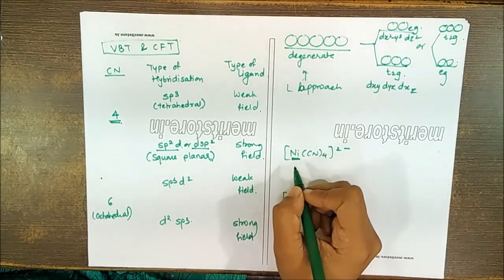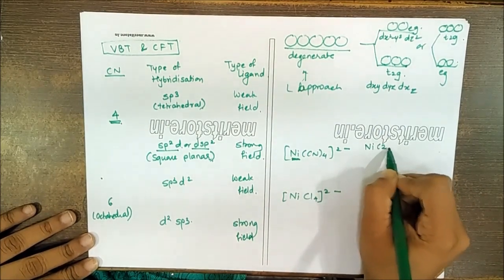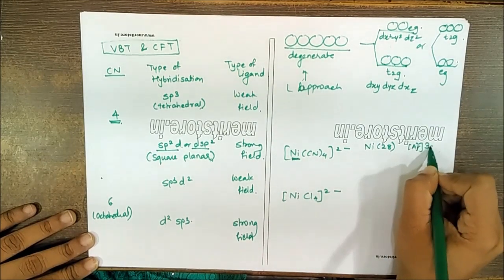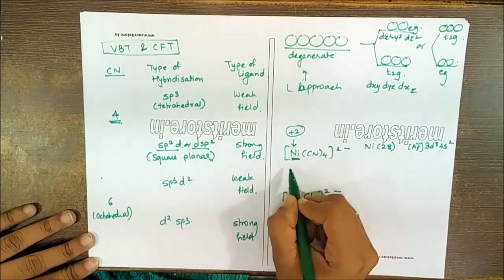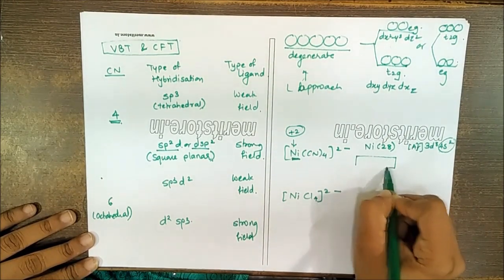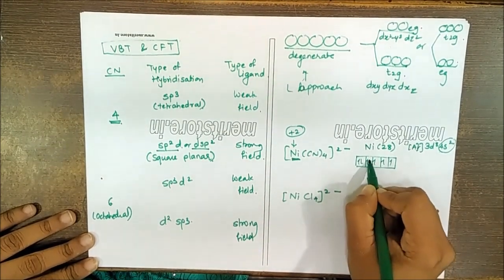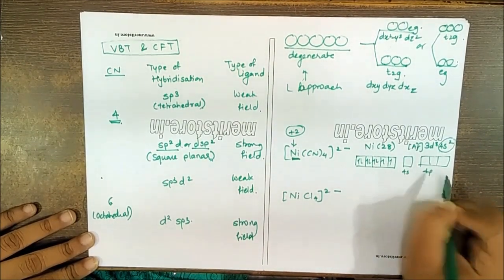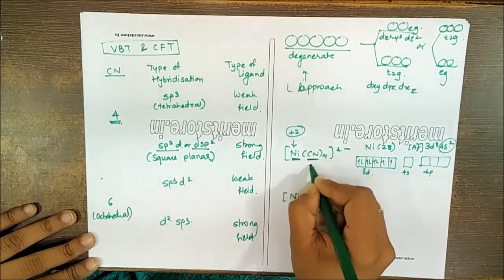Nickel has atomic number 28, so the electronic configuration is argon 3d8 4s2. In this case, the nickel is present in +2 state. So if it is +2, these two electrons are lost, and now nickel has 3d8. So in the d orbitals, 1, 2, 3, 4, 5, 6, 7, 8 electrons are there. 4s is empty, and even the 4p is empty. Now in this case, we have to think about the cyanide. Cyanide is a strong field ligand.